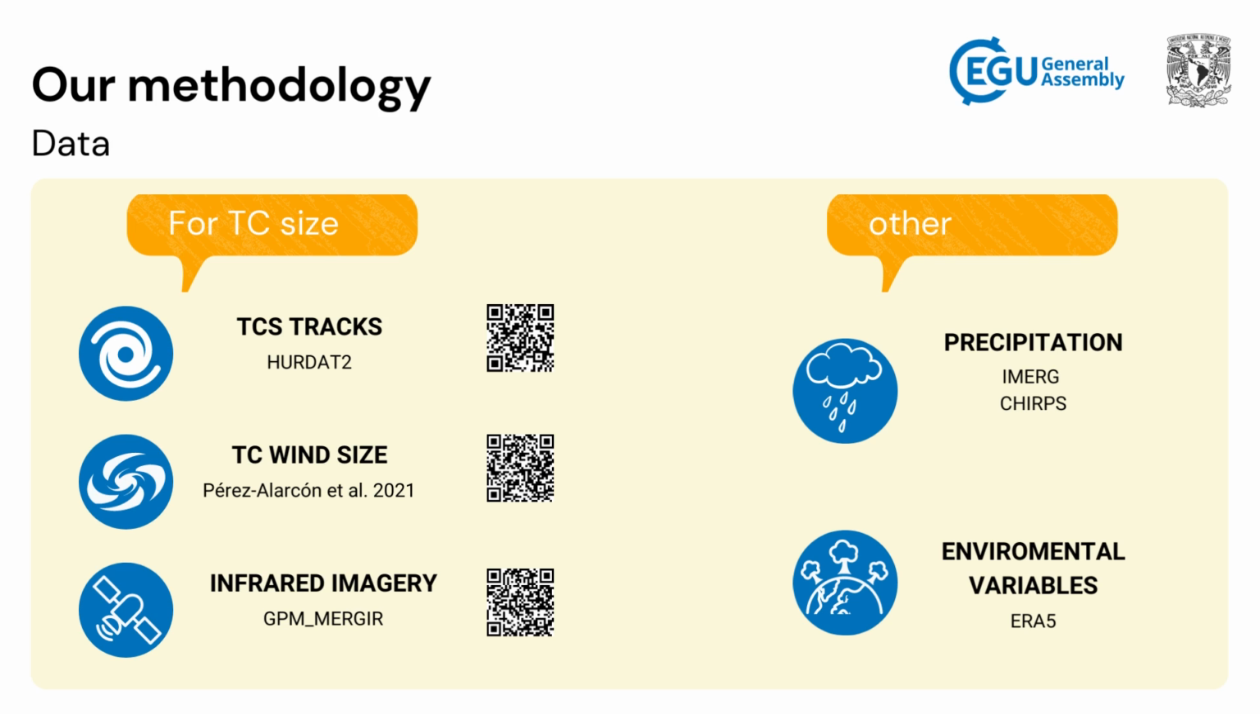The areas of possible precipitation are estimated using infrared satellite products called GPM merging. For more information on these databases, you can follow the QR code next to them on the slide. For other parts of the methodology, precipitation data are used from GPM products and CHIRPS data, as well as values of environmental variables such as humidity, wind speed, and vertical velocity from the ERA5 reanalysis database.